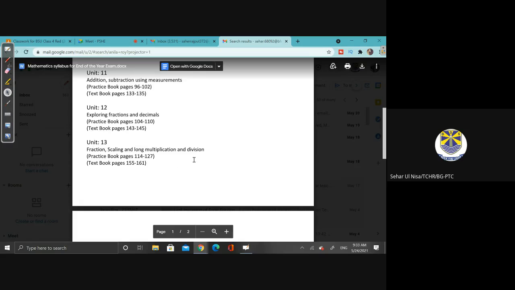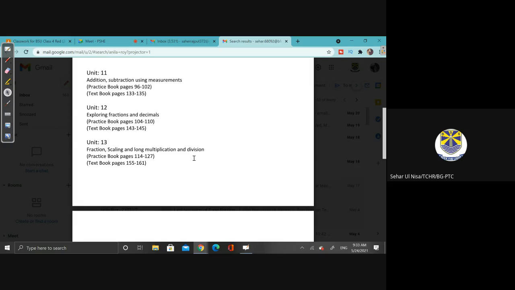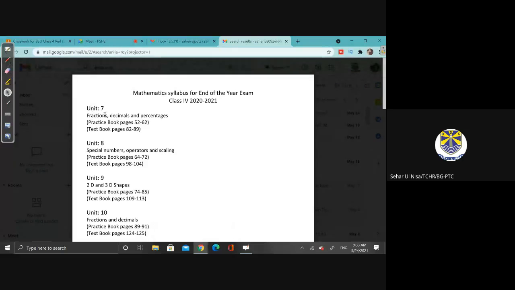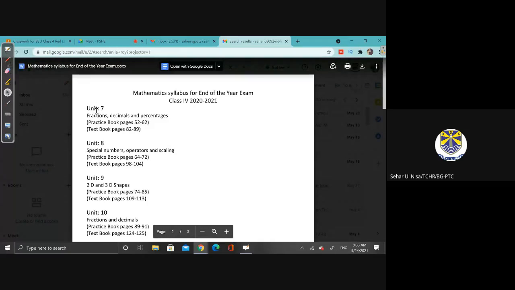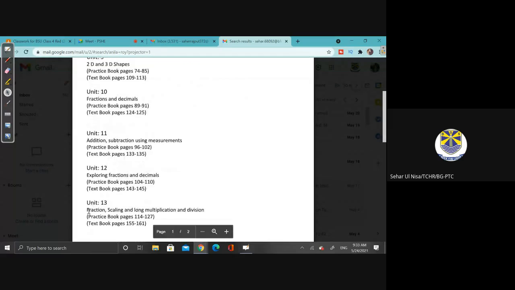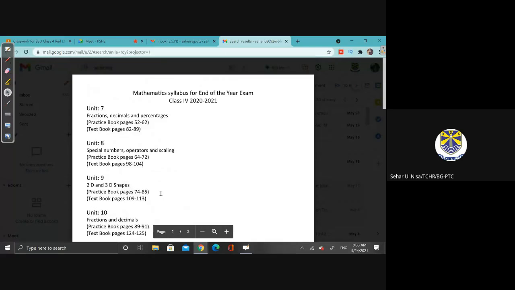So now we will do fraction. We are going to start the topic fraction, because you can see fraction is in unit 7, fraction is in unit 10, fraction is in unit 13. So we will do fraction because fraction is really important. So we will do fraction today. We will start how to do it. We will also see if workbook pages 52 to 62 are done or not.